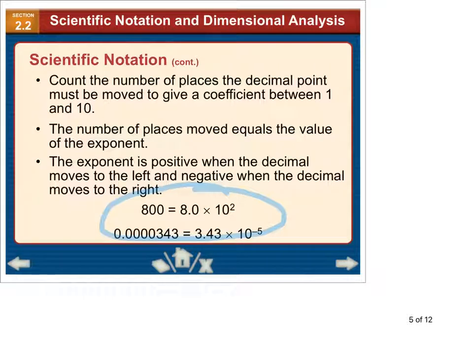One of the key things to remember is if you have a positive exponent, it means you've got a big number. If you've got a negative exponent, you've got a small number, a really small number. Those are always 0 point numbers. Such as this one, 3.43 times 10 to the negative fifth. On these 0 point ones, you might notice you've got a negative fifth here, and 5 zeros here.